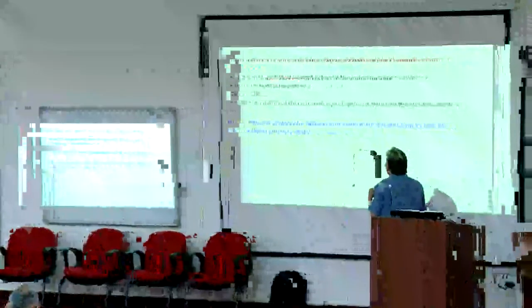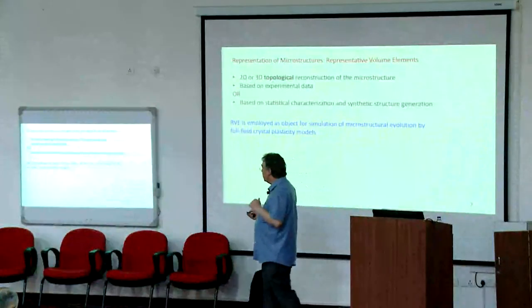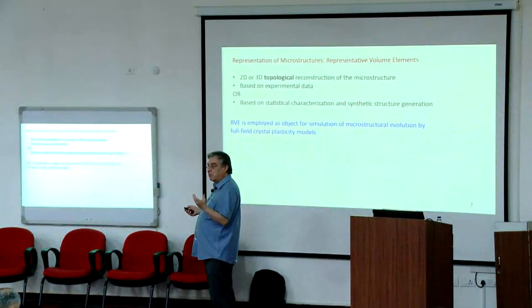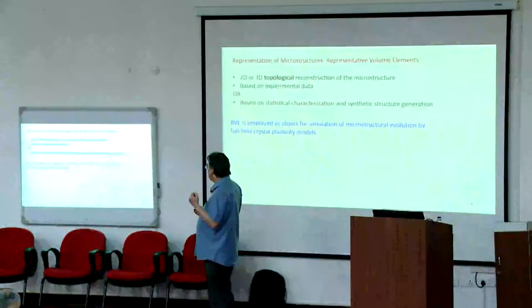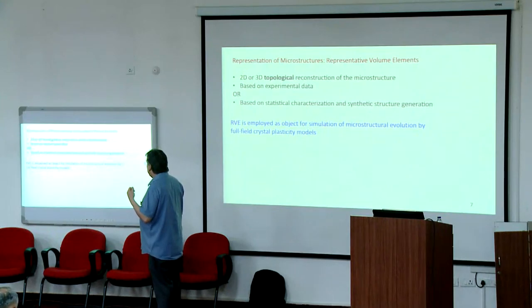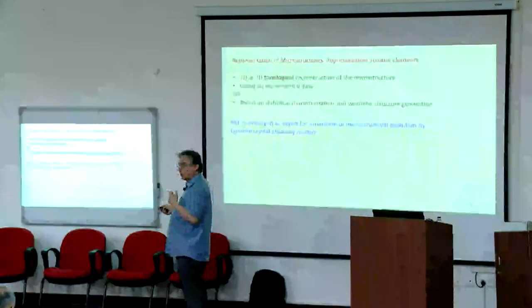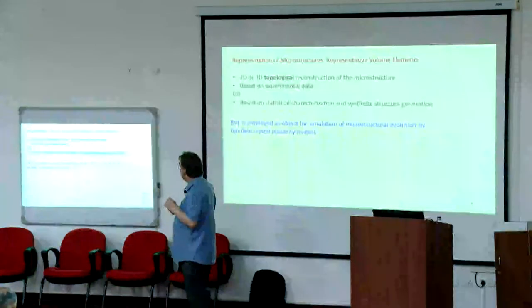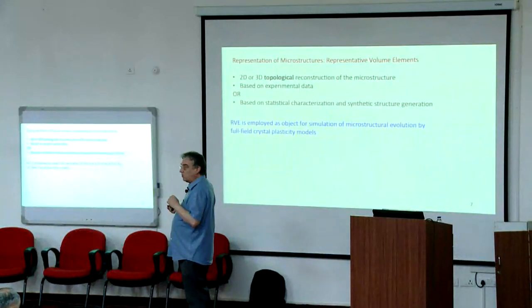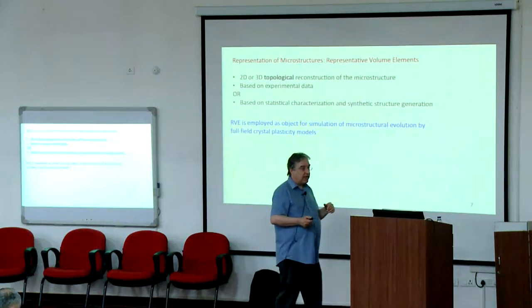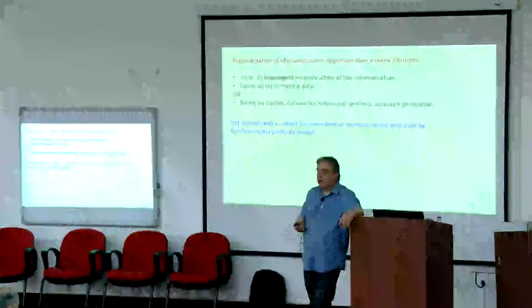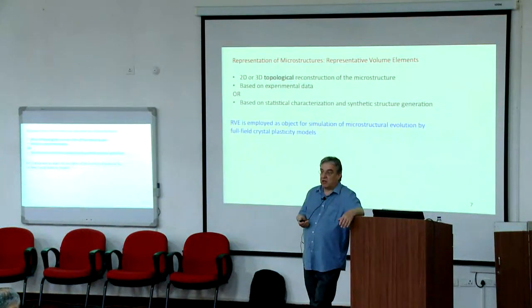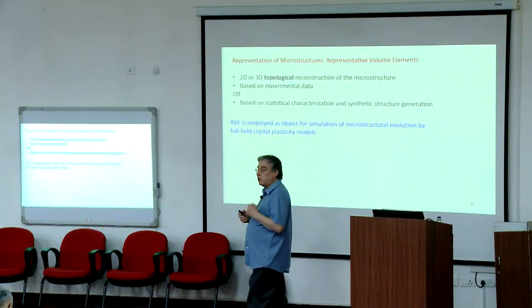So as I said, a little before we go to statistical methods, I want to expand a little bit on representing microstructures by what are called representative volume elements. These are 2 or 3D topological reconstructions of the microstructure. Topological means spatially distributed, taking into account the neighborhoods of the grains. And this may be based on experimental data. If you want to do it in 3D, then it's really a lot of work to have a 3D picture of a metallic microstructure. You can do it with synchrotron radiation, for example, or you need to do 3D microscopy by slicing and viewing different layers in the material, but that's time consuming and very costly. So it's not very easy.